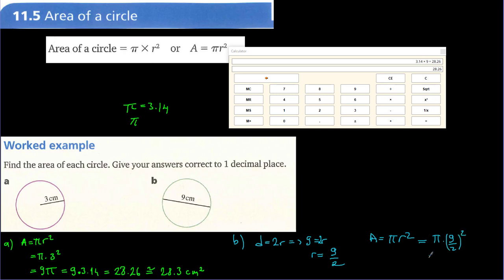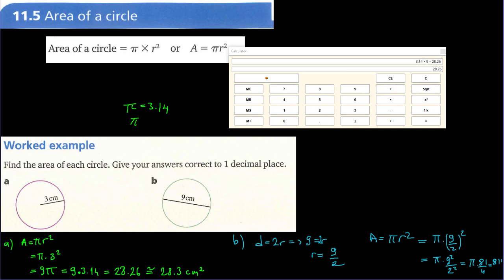You take the square of the numerator and denominator. In the rational expression we are going to get both squared, which is equal to 9 square divided by 2 square, which is equal to pi times 81 divided by 4, which is equal to 81 pi.